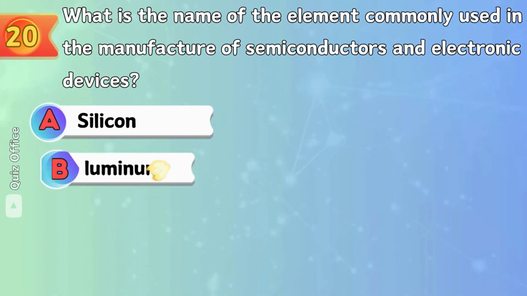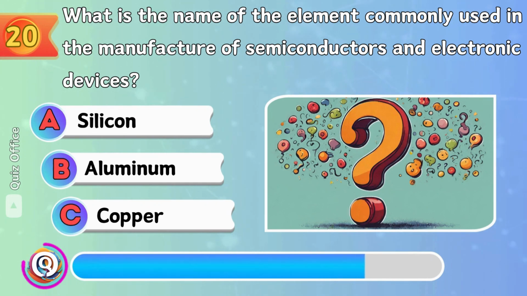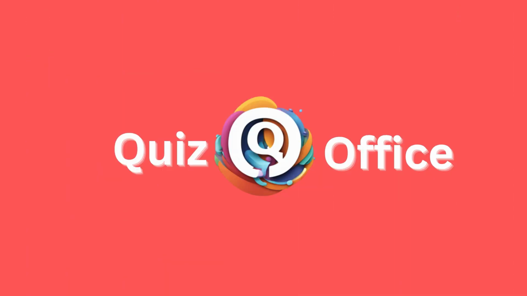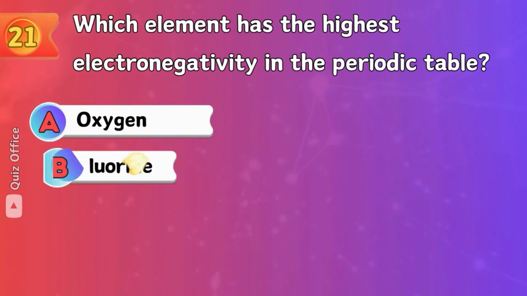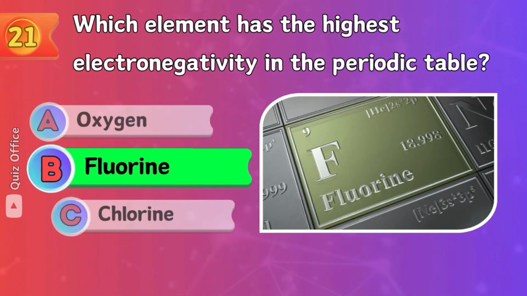What is the name of the element commonly used in the manufacture of semiconductors and electronic devices? Excellent. Which element has the highest electronegativity in the periodic table? Yes, it is fluorine.